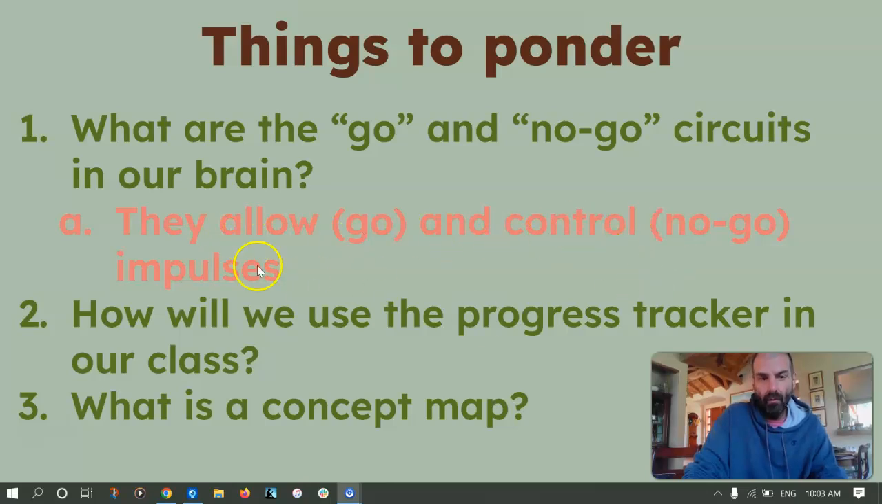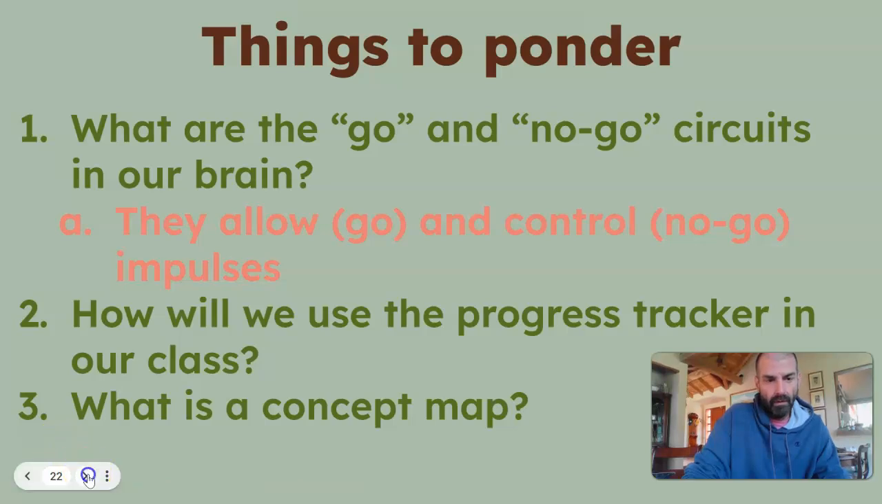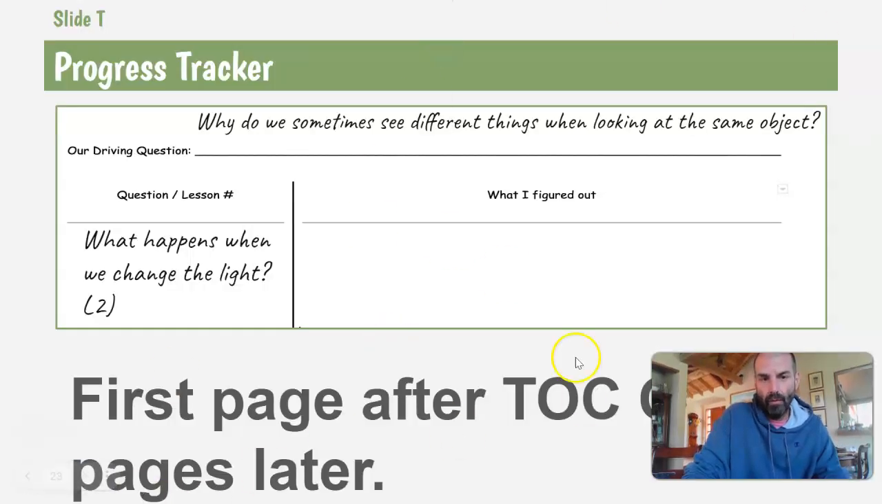They allow go and control impulses. That's an explanation of what they are. Saying, I learned about the go and no-go circuits, that doesn't really help you later. How will we use the progress tracker in our class? So that's what we're about to look at next. This is going to be a very important page for you.